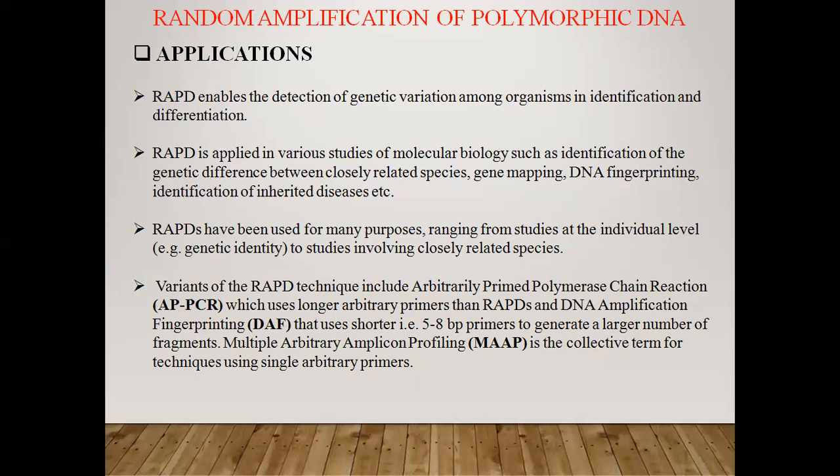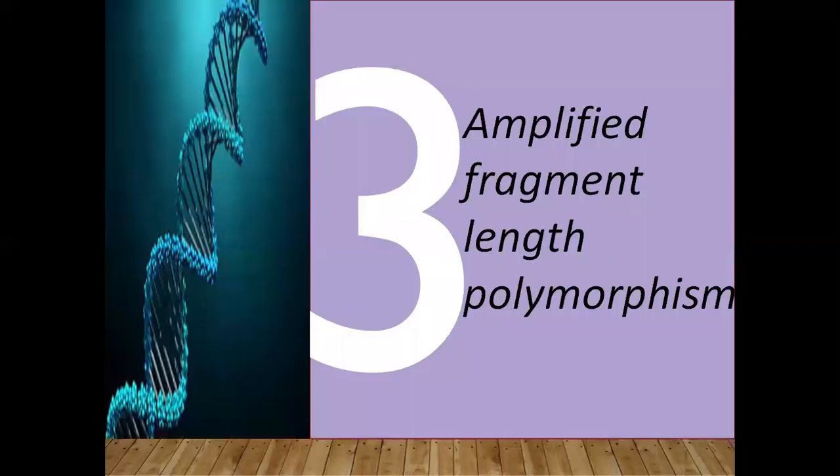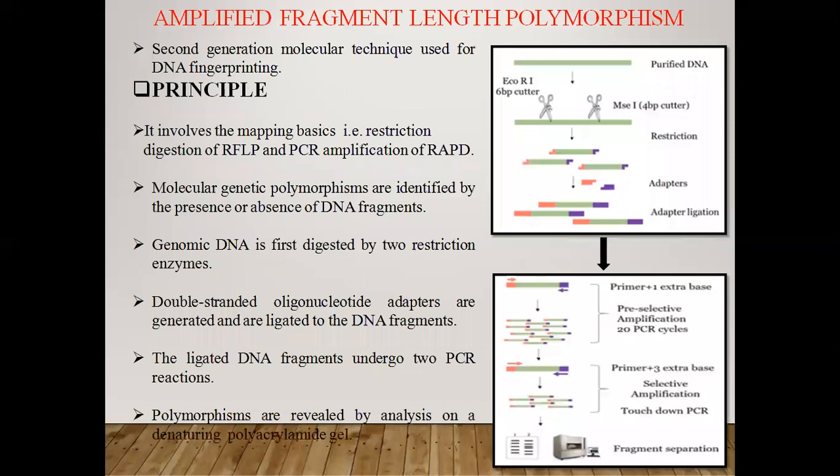Then the third one is AFLP. This one is a second generation technique, because there are some cons in those first two techniques. So, amplified fragment length polymorphism. This technique is based on the principles of both RFLP and RAPD. It is a second generation molecular technique, and it is used mostly for DNA fingerprinting.